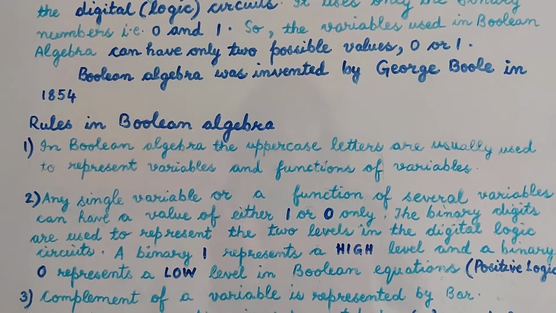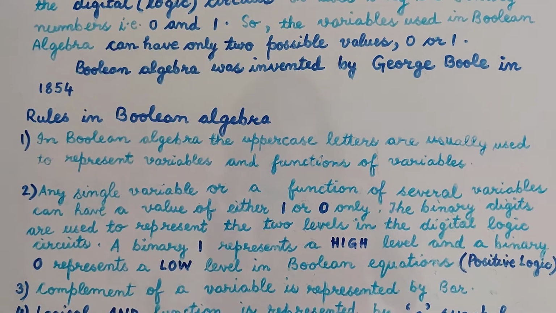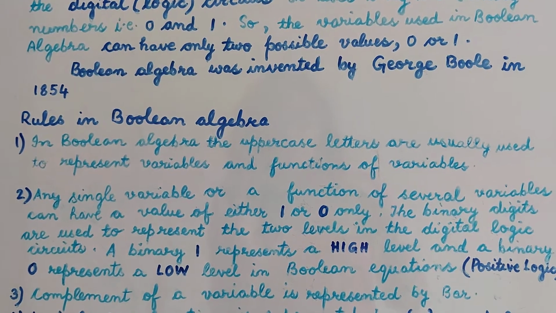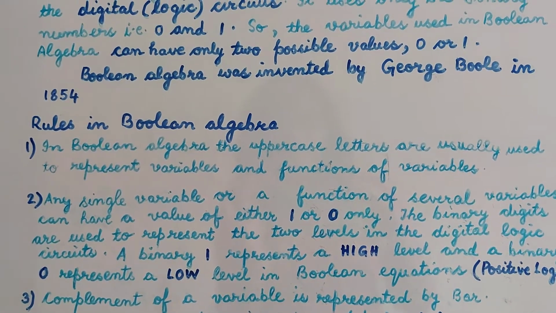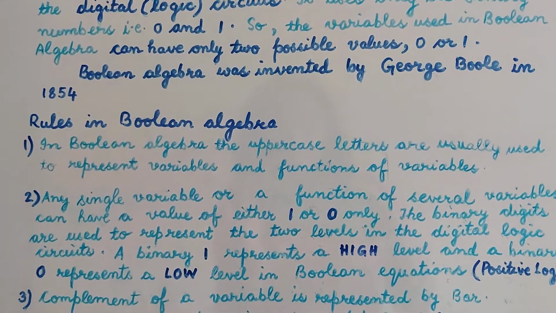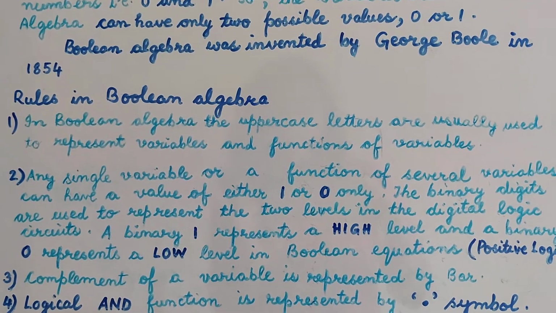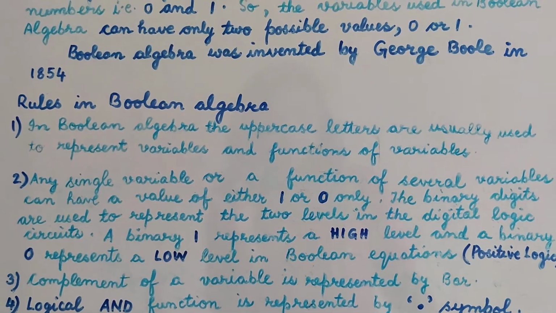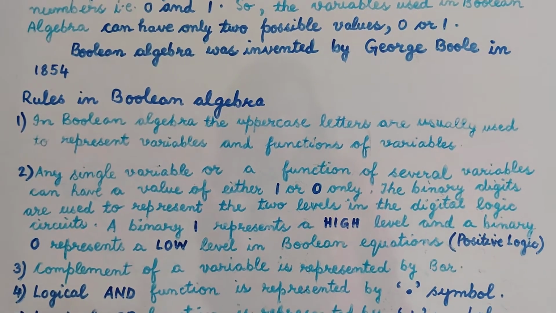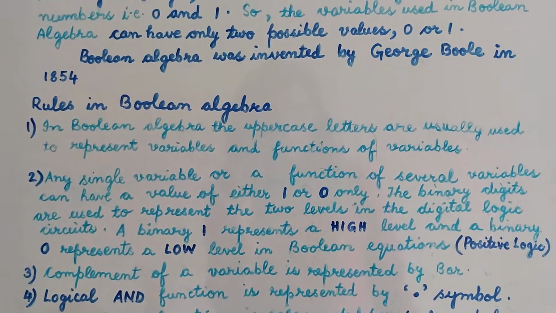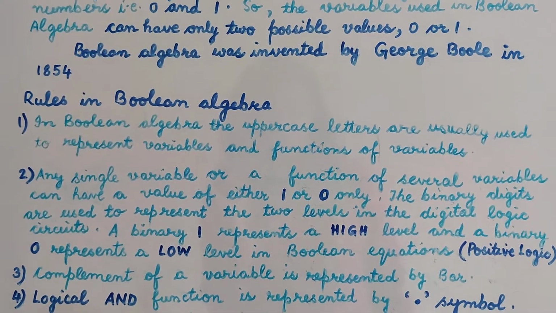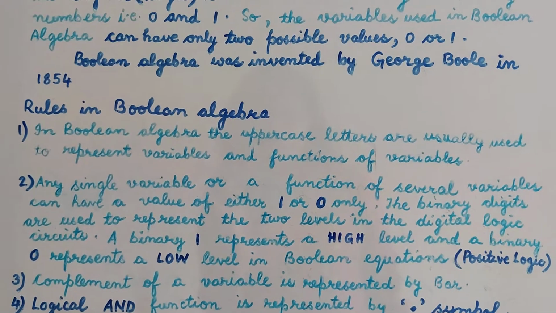Similarly, any single variable or function of several variables can have a value of either 1 or 0 only. The binary digits are used to represent the two levels in the digital logic circuits. A binary 1 represents a high level. Similarly, a binary 0 represents a low level in the Boolean equations. This is in accordance with the positive logic. This is the second rule which we use in Boolean algebra.